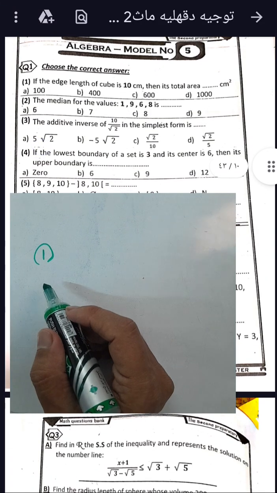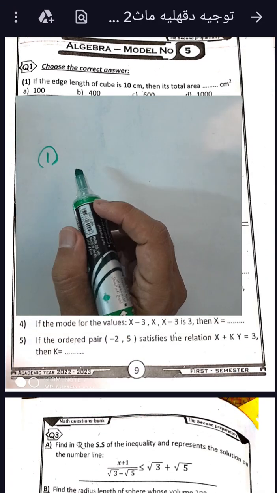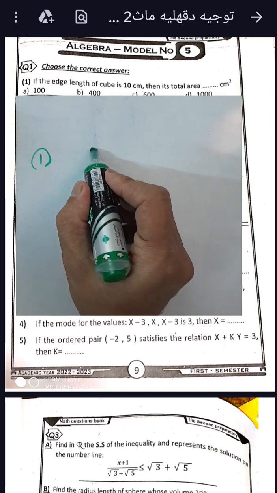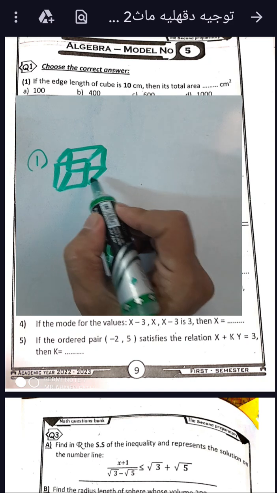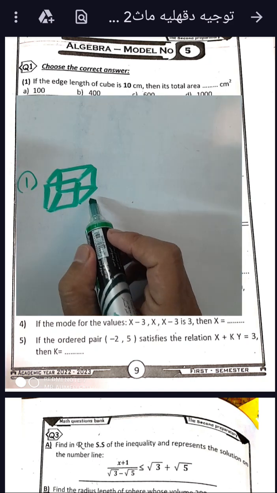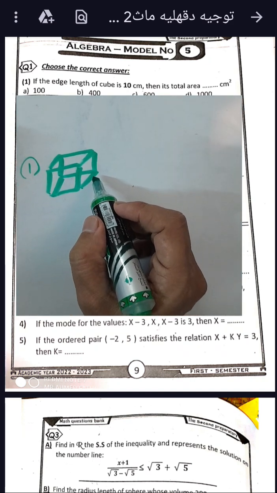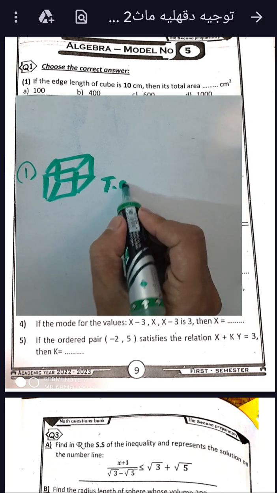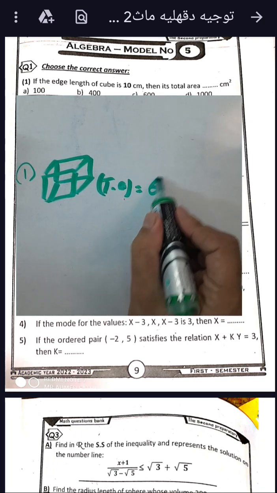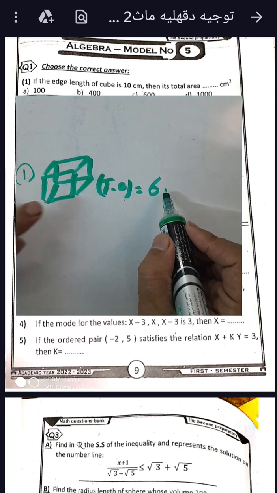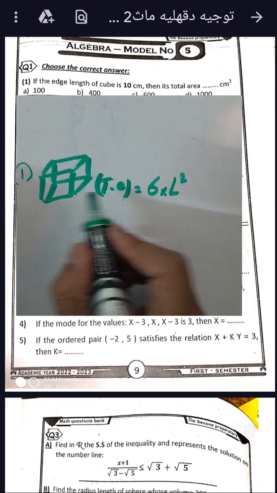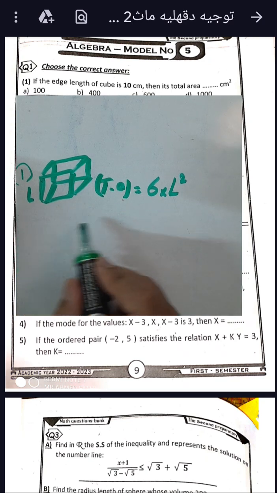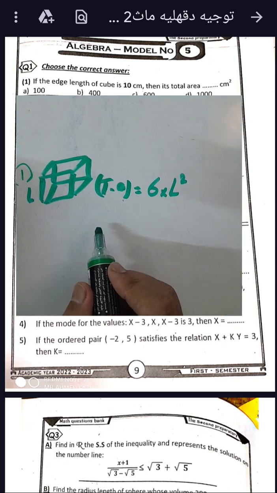If the edge length of the cube is 10 centimeters, then the total area will be what? We have a cube. All sides are equal in length in a cube. A cube has 12 edges. Then we can find the total area. The total area will be 6 multiplied by the area of one face, 6 times L squared. If the side length is L, then the total area is 6L squared.